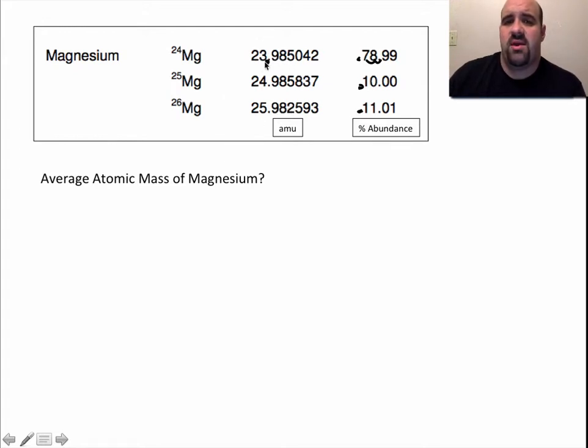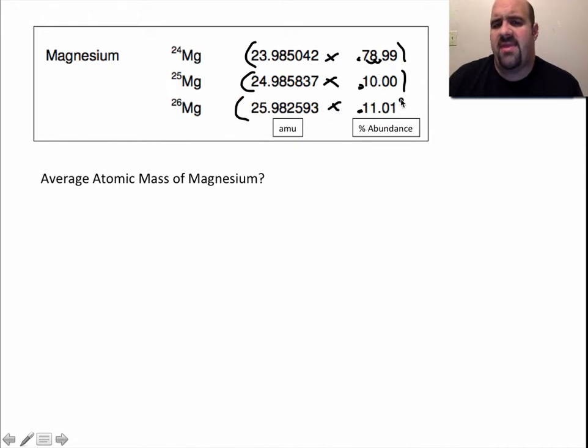So it's this number right here times this number. And of course, it's going to be this number times this number as a fractional abundance. These are percent abundances right there. We turn them into fractional abundances. And this number times this number. And then you simply add all of them together. This is isotope 1, isotope 2, isotope 3. So if there were 7 different isotopes, you would have to do it 7 different times.